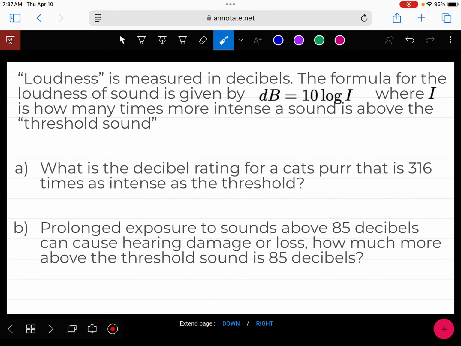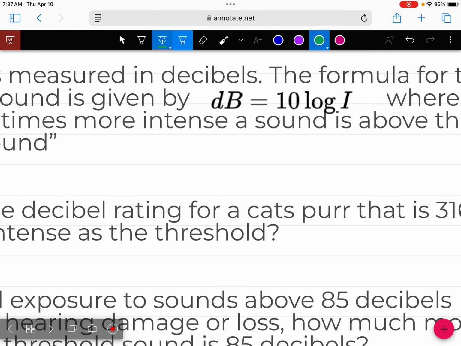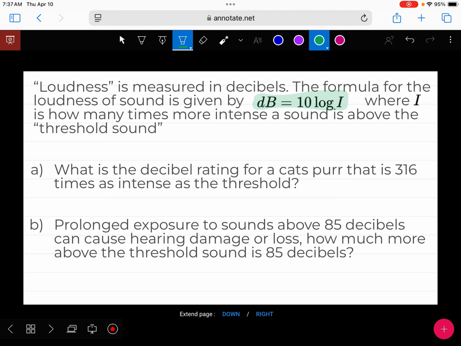We've got that the loudness is measured in decibels. The formula to give some sort of quantification for that is this right here: dB equals 10 log of I, where I is how many times more intense the sound is above this threshold. It's a weird calculation.